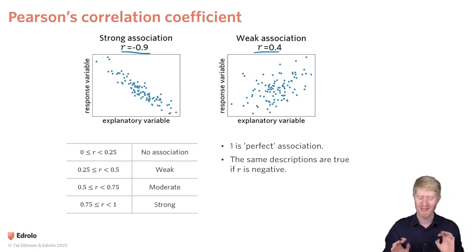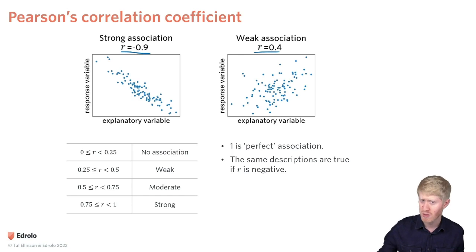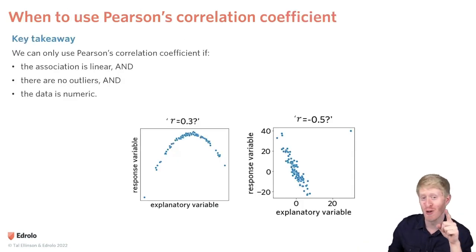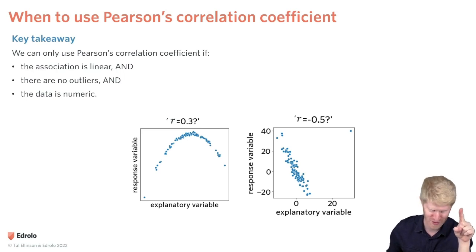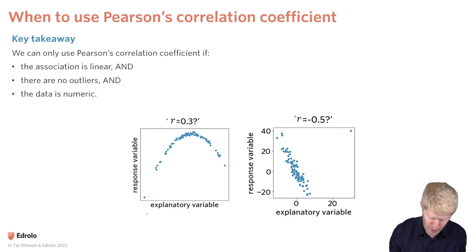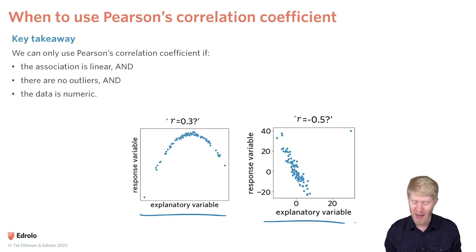But before we start to analyze and calculate it, we have to understand when we're able to use it. Hold your horses. We can only use Pearson's correlation coefficient if: one, the association is linear; two, there are no outliers; and three, the data is numeric.